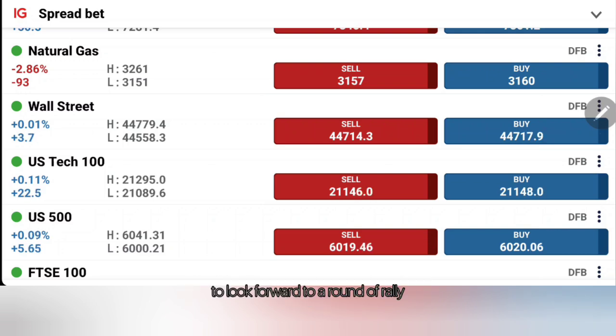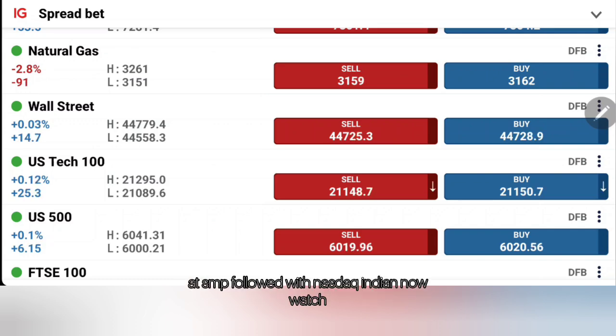Whether we are going to look forward to a round of rally or a possibility of a stronger correction exists ahead. What is going to be our strategy in order to profit trading Nasdaq, S&P, Dow? We're gonna see with the help of charts and indicators. First, we're gonna look at S&P, followed with Nasdaq, and in the end, Dow.